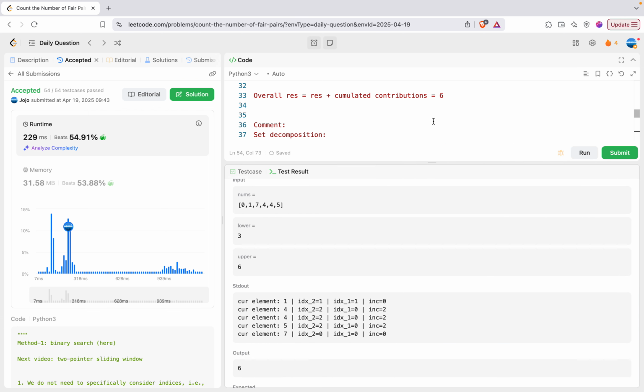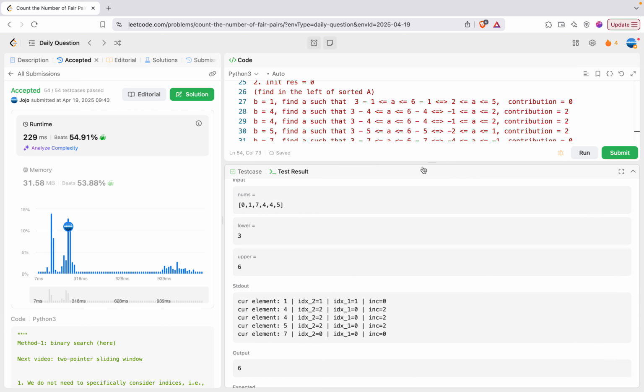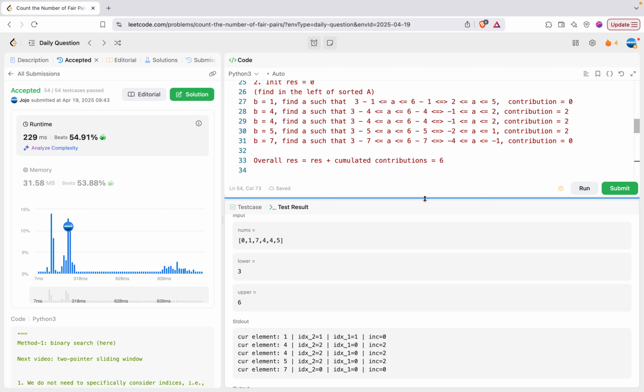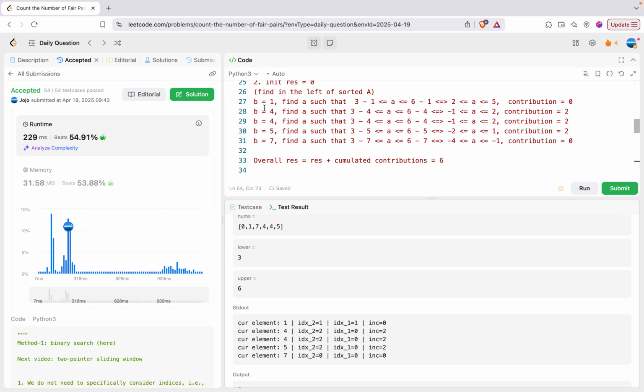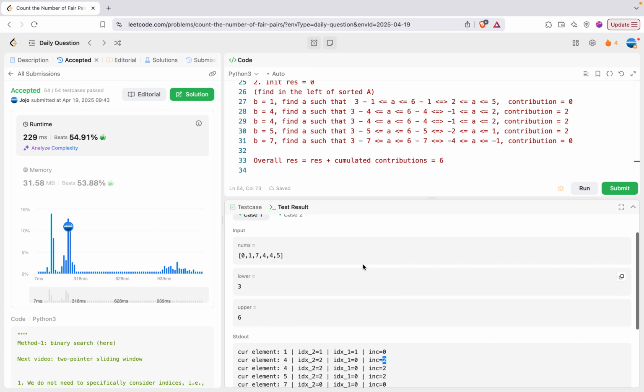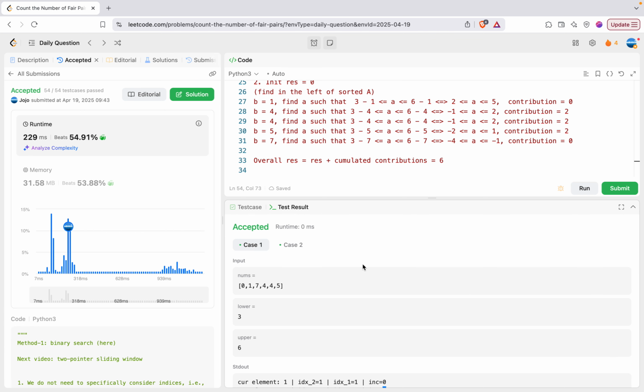let's compare with this analysis here, right? When the element is 1, the contribution is 0. When the element is 4, it is 2 minus 0, so the contribution is 2. Similarly, the second 4 is 2. And when the element equals 5, the contribution is again 2. And when the element equals 7, the contribution is 0. So overall, you have 6. So this is the first example.